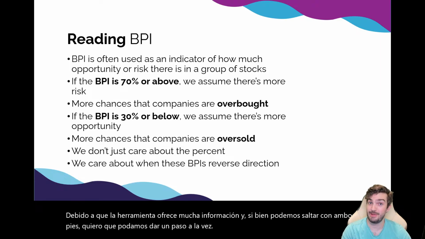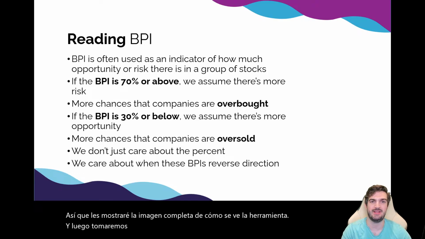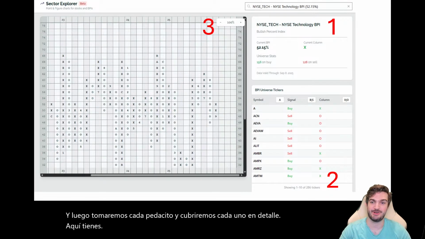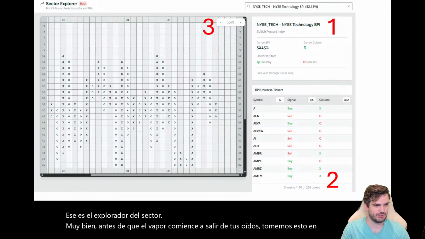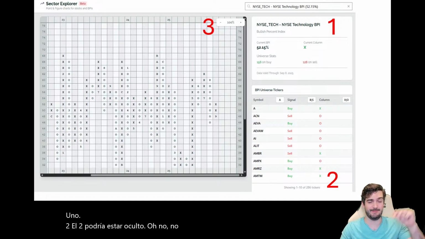So I'm going to show you the whole picture of what the tool looks like, and then we'll take each little bit and cover each one in detail. There you go. That's the Sector Explorer. All right, before the steam starts to come out of your ears, let's take this in 3 steps. 1, 2, the 2 might be hidden. Oh, no, it's not. Cool. 2, and then finally 3.